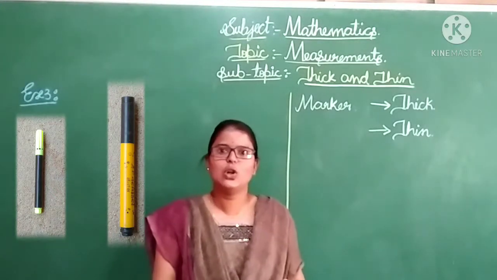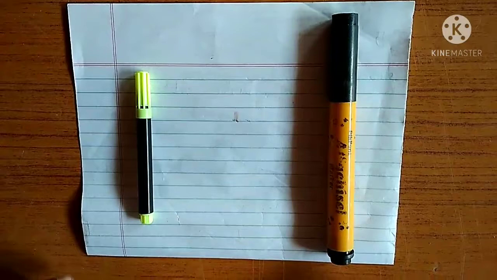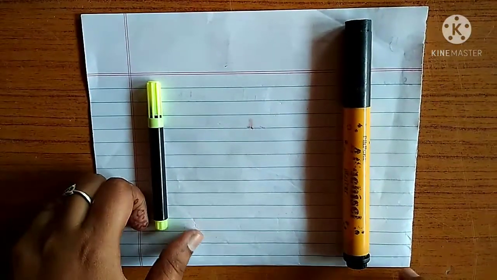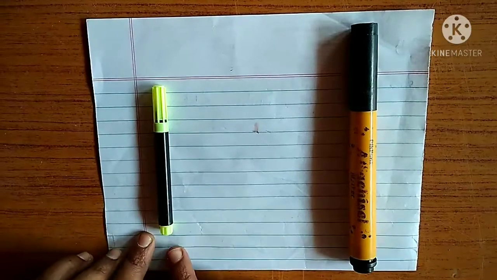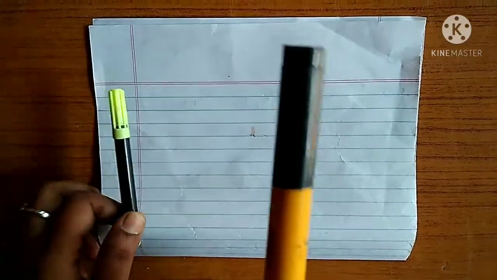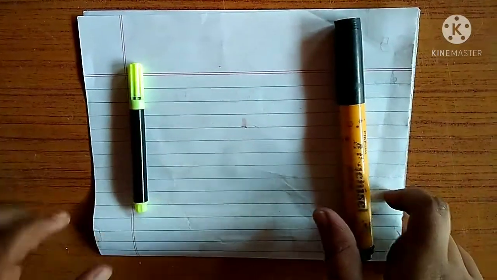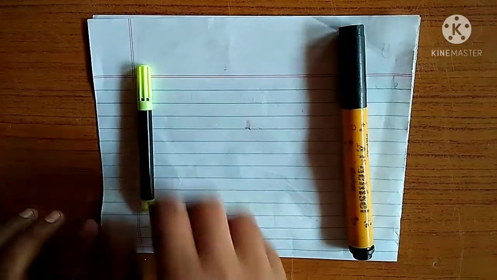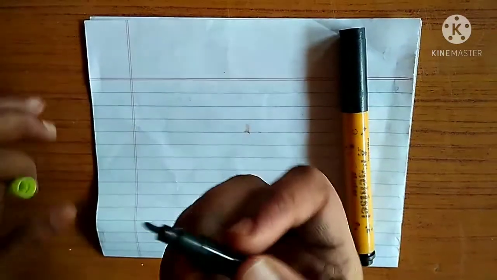I will show you. Look here. Yes, dear children, now let us see. There are two sketch pens, right? This is the sketch pen and this is the marker. These two are the same color. This is a black sketch pen and this is a black marker. Now let us see which writes thicker and which writes thinner. Obviously, the sketch pen will write thinner, right?